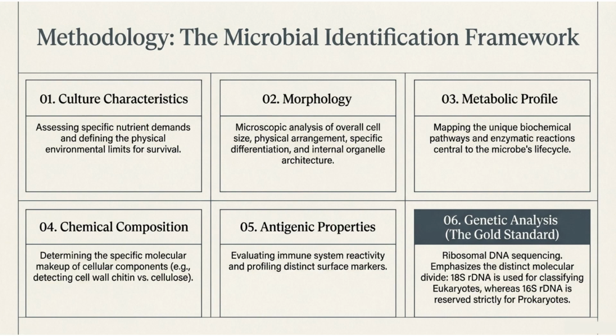Third, metabolic profile, mapping the unique biochemical pathways and enzymatic reactions central to the microbe's life cycle. Fourth, chemical composition, determining the specific molecular makeup of cellular components, such as detecting cell wall chitin versus cellulose. Fifth, antigenic properties, evaluating immune system reactivity and profiling distinct surface markers. And finally, the gold standard, genetic analysis, which utilizes ribosomal DNA sequencing, specifically 18S rDNA, for classifying eukaryotes, whereas 16S rDNA is reserved strictly for prokaryotes.